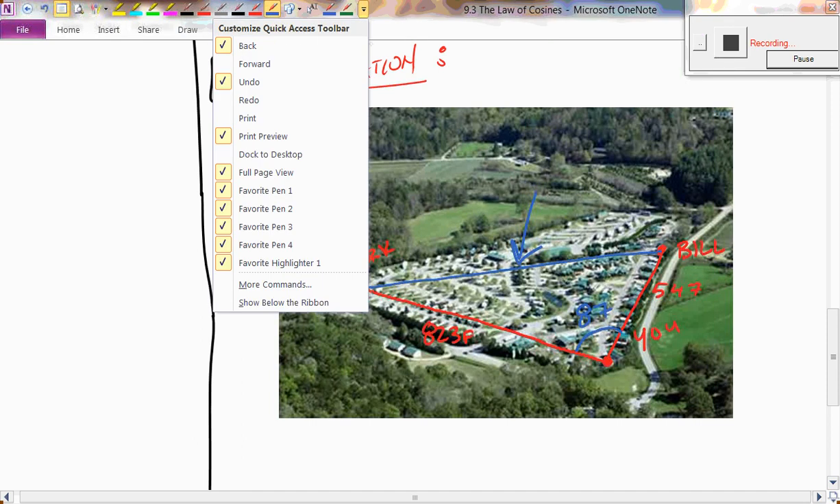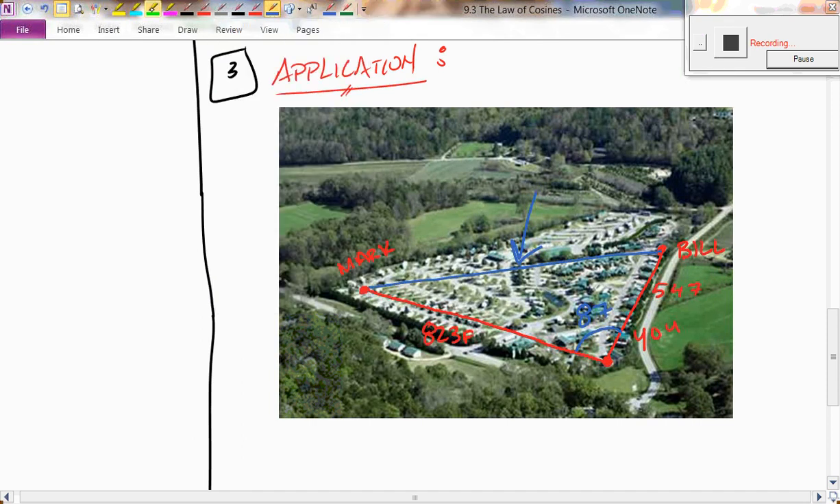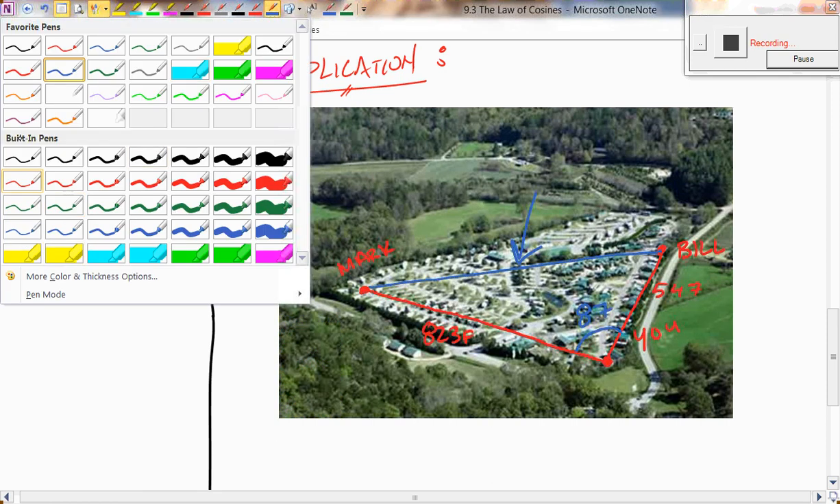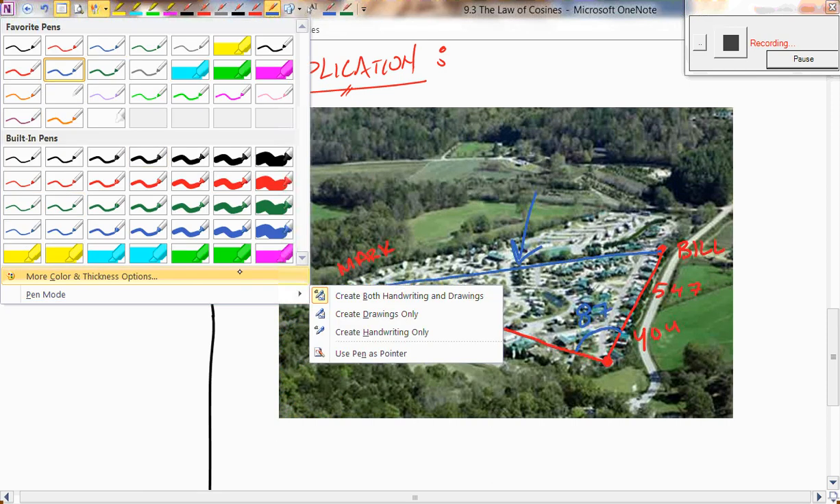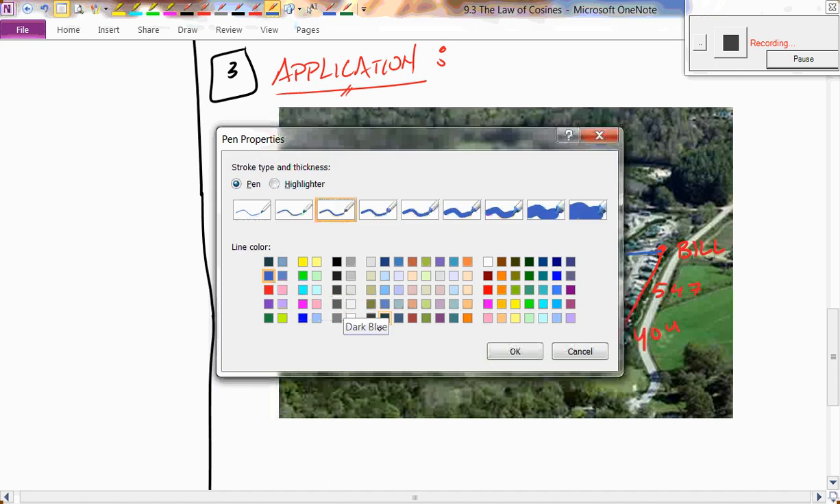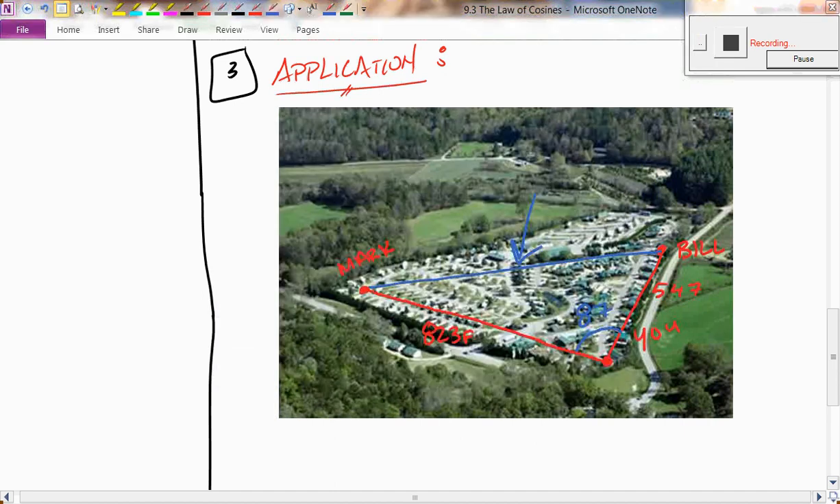Whoa. This is the one I want. Hold on, it's coming. Yeah, see? Much better. Oh, there it is. Okay, all right, guys, later.